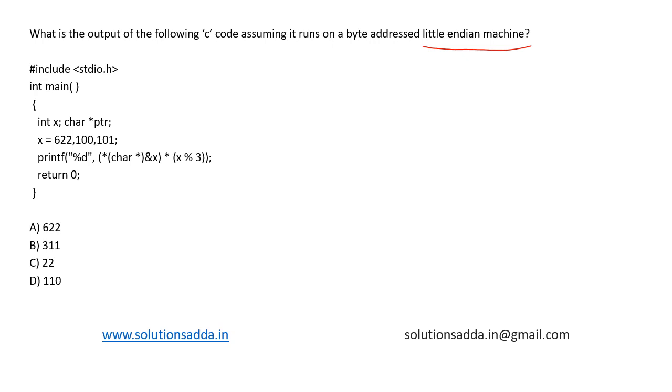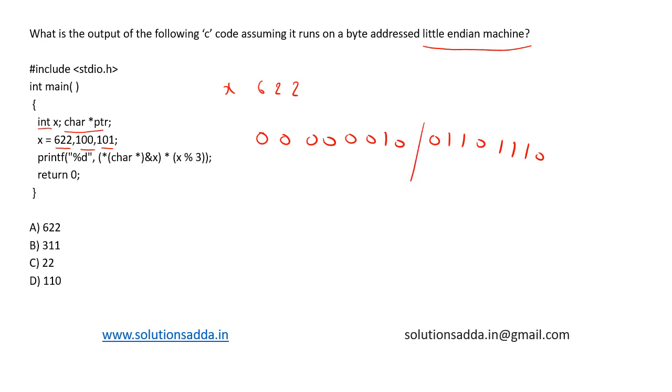So we have an integer x and a character pointer ptr. One other important point to note is that the associativity of the comma is from left to right. So when x is being assigned 622, 100 and 101, x will have only the value 622, and the binary representation of 622 is as follows: 00000010 01101110. The 00000010 would be the first byte.